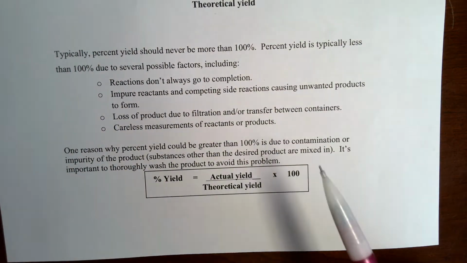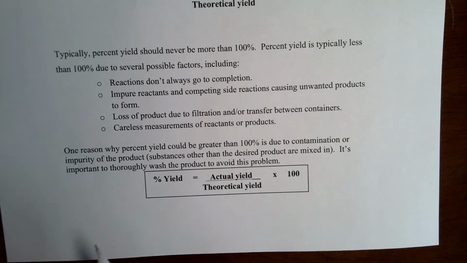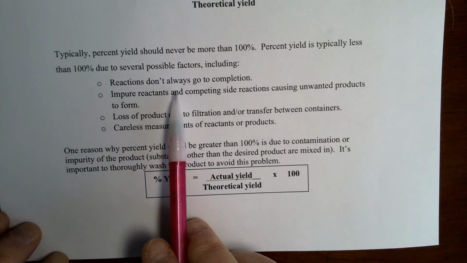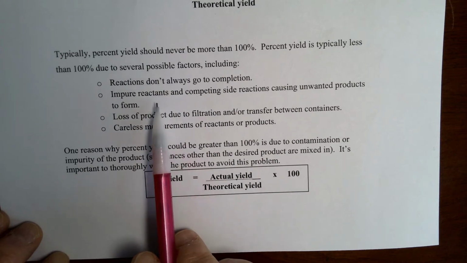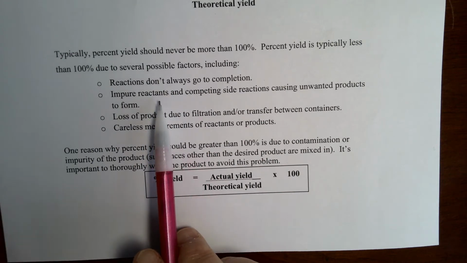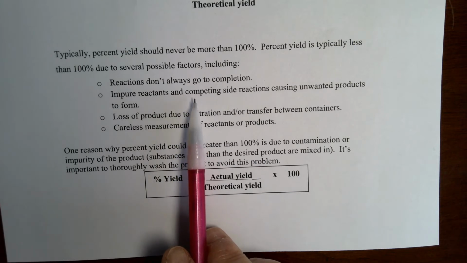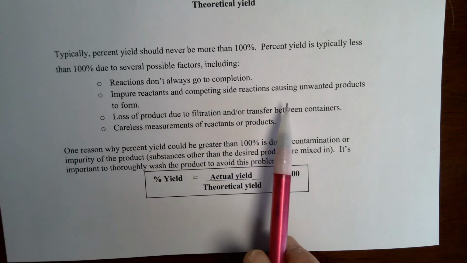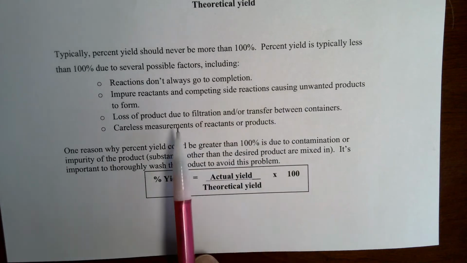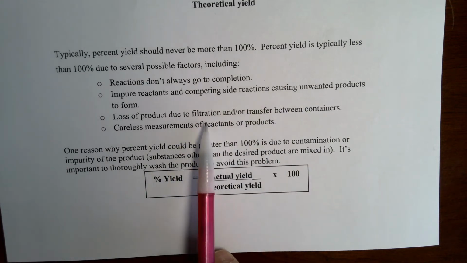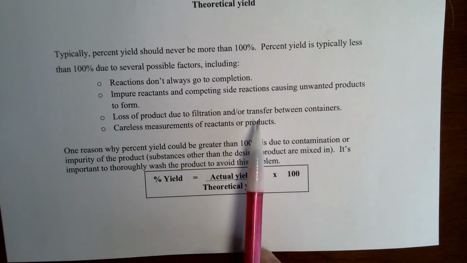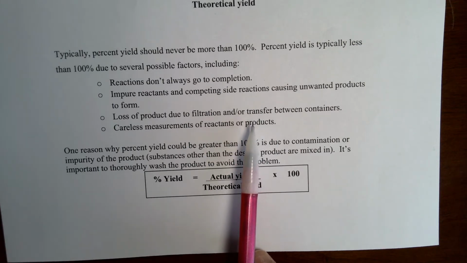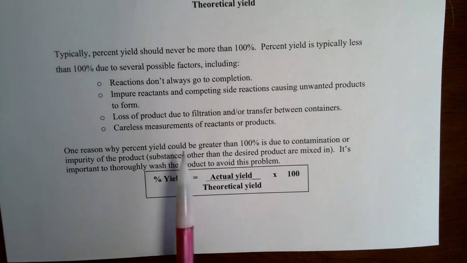It is typically less than 100% due to several possible factors, including reactions don't always go to completion, impure reactants that you started with, and possibly competing side reactions that cause unwanted products to form. When you're filtering, sometimes you lose product due to transferring or through the filtration process. Maybe the filter paper doesn't catch it all, or you don't get all the product onto the filter paper, or some is left behind in the original container. Or perhaps there are careless measurements of reactants or products.